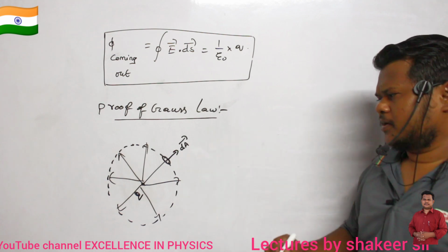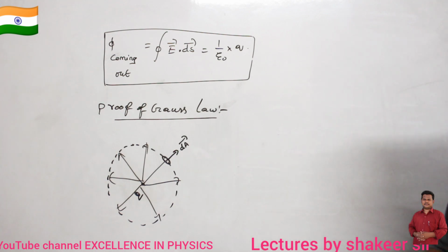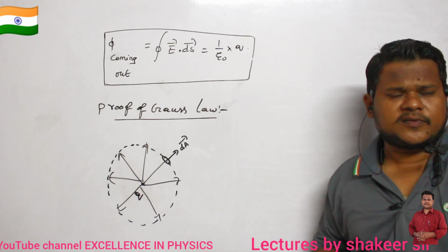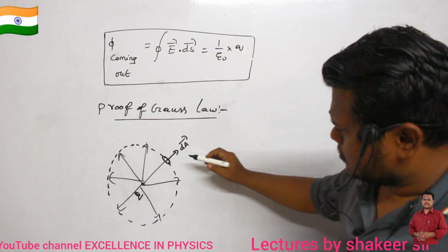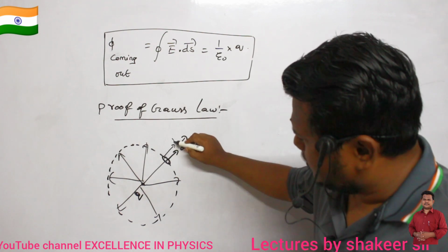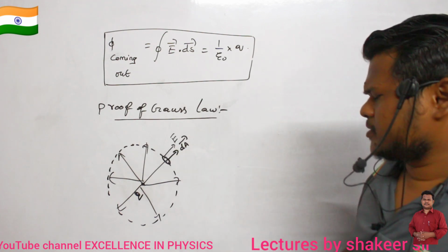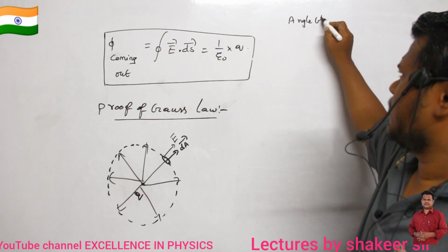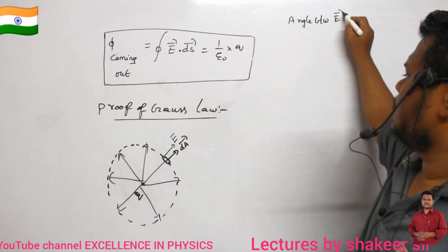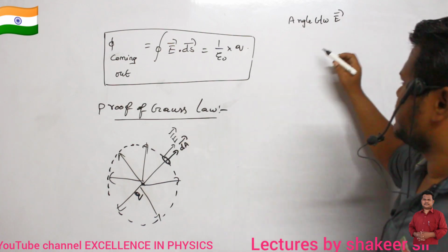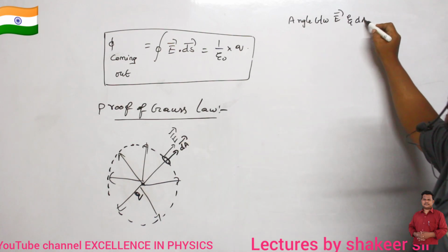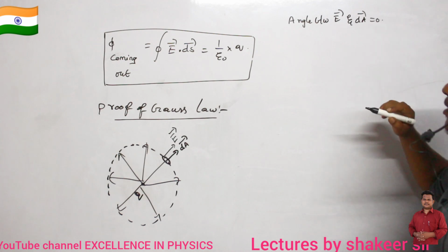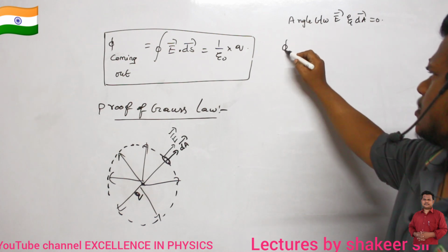In this small area, what will be the direction of the electric field? Can you see? The direction of the electric field will be in the direction of the electric lines of force only. So the same will be the direction of the electric field. Clear? So what is the angle between E and dA? The angle between E and dA is 0. Clear?